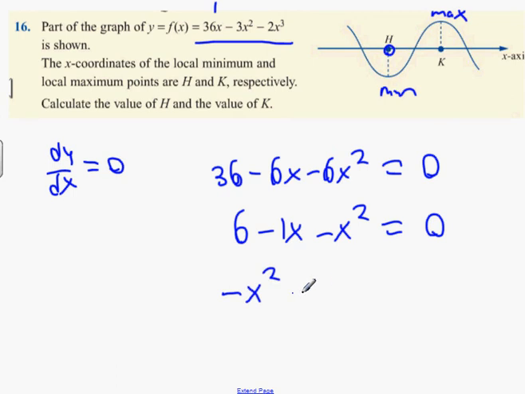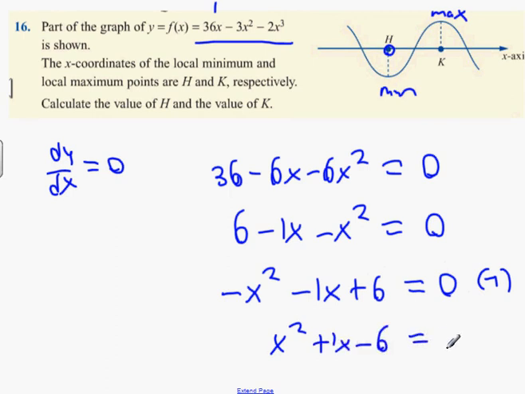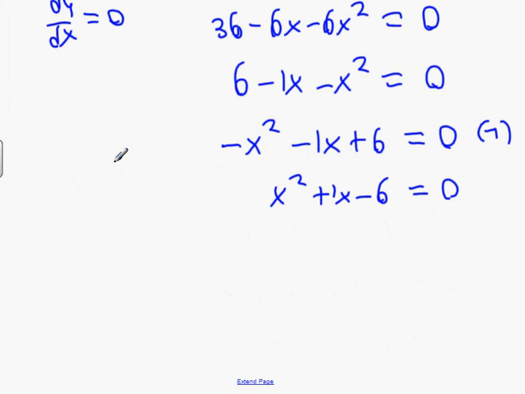Minus x squared minus 1x plus 6. Still something wrong with it. You want a plus at the start. And then once you do that, what's the reference number? 6. Not 6, minus 6. Two numbers that will multiply to give you minus 6, yet add to give you plus 1. Minus 3 and plus 2.